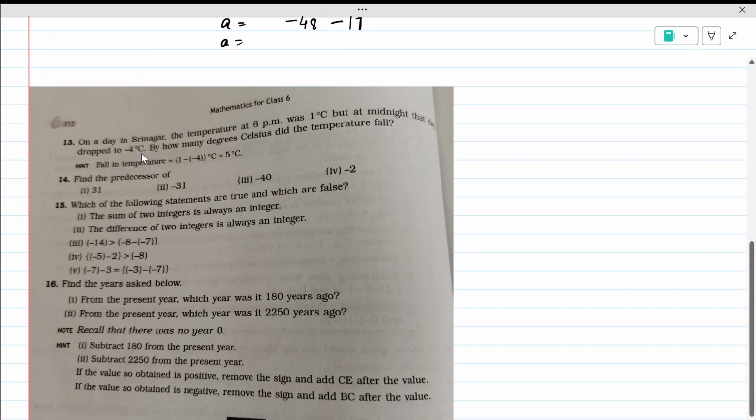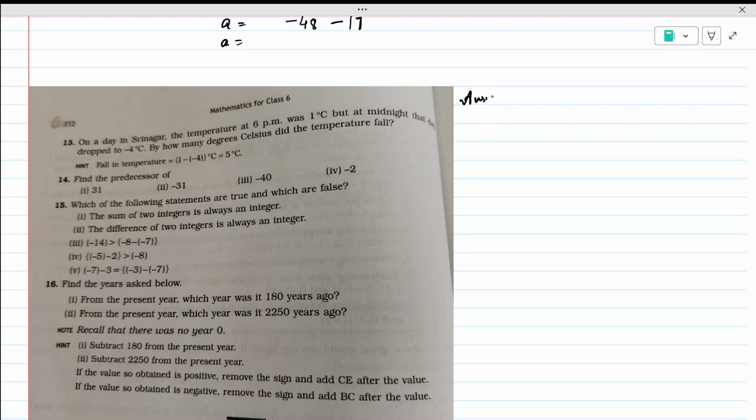Next we have, on a day in Srinagar, the temperature at 6 p.m. was 1 degree Celsius. But at midnight that day it dropped to minus 4. So in the evening it was 1 and at midnight it dropped to minus 4. By how many degrees Celsius did the temperature fall? We have to find the fall in temperature, that is, the difference in temperature at 6 p.m. and at midnight. This is easy.